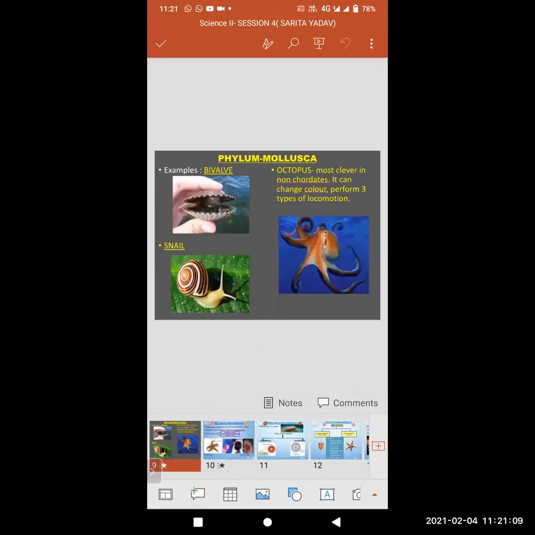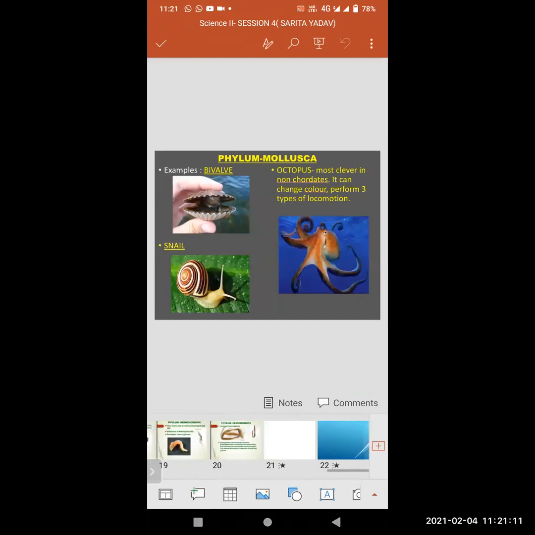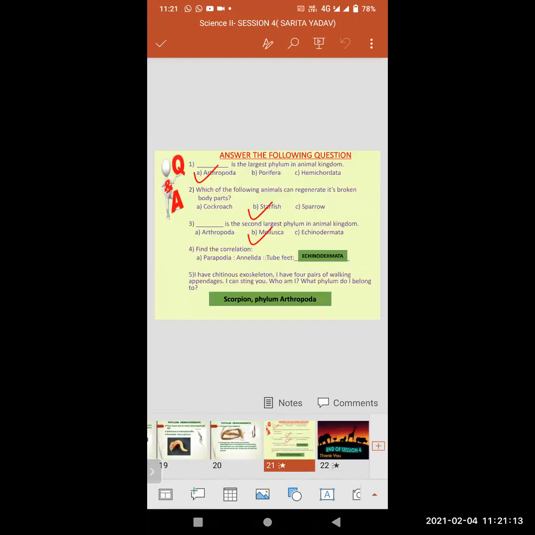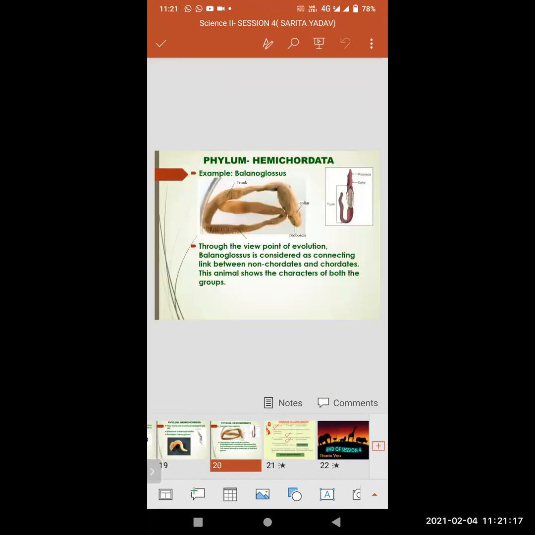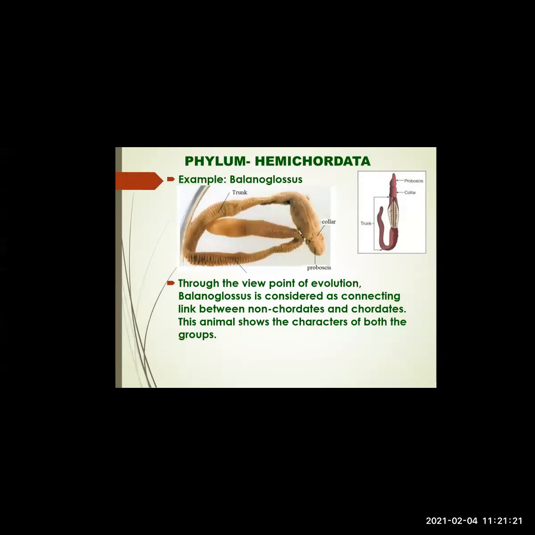Okay. Then after Annelida, today we studied about Hemichordata. We studied about Arthropoda. Arthropoda have joint appendages.